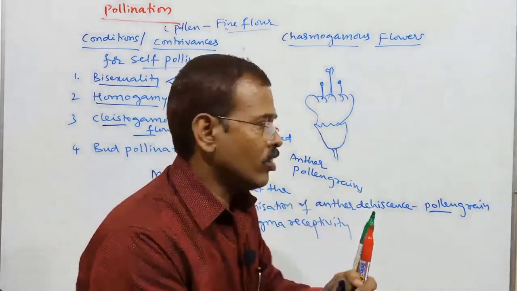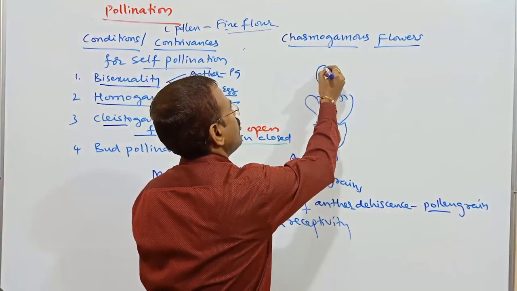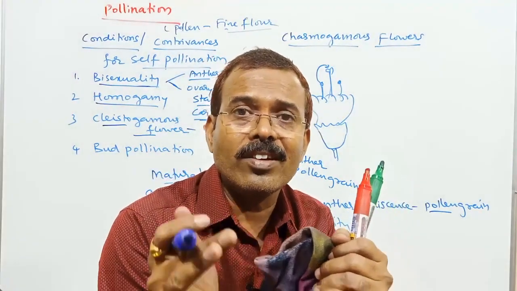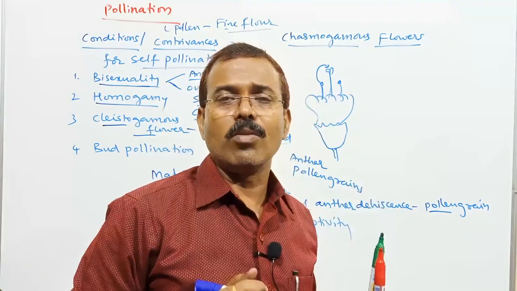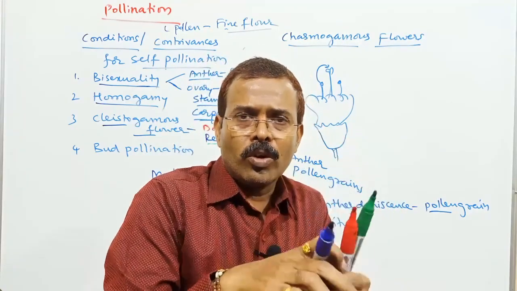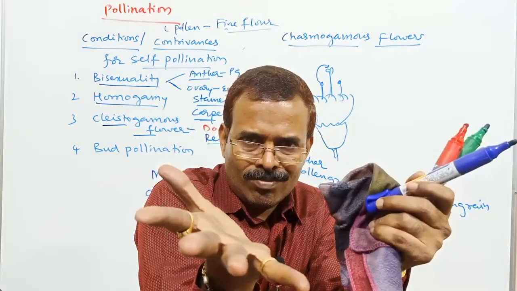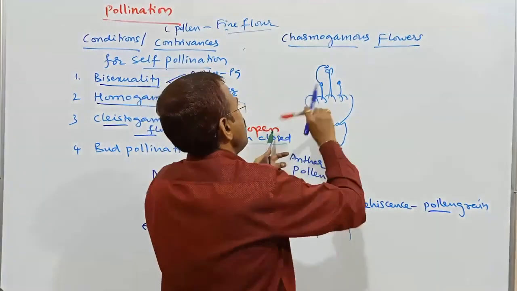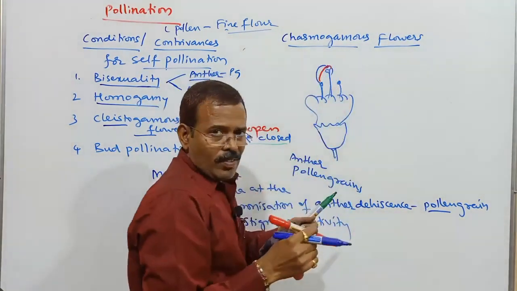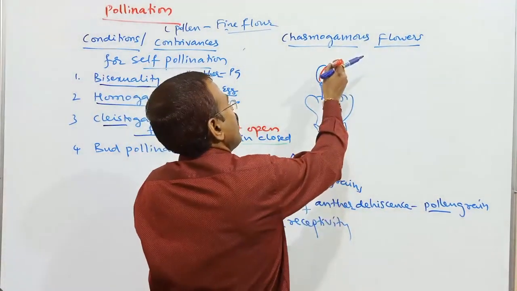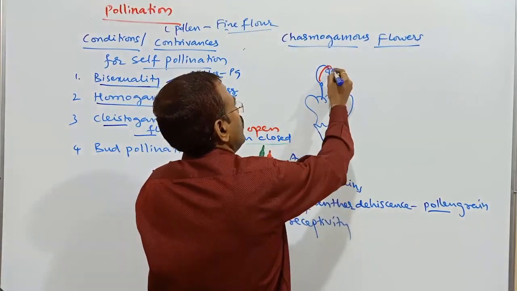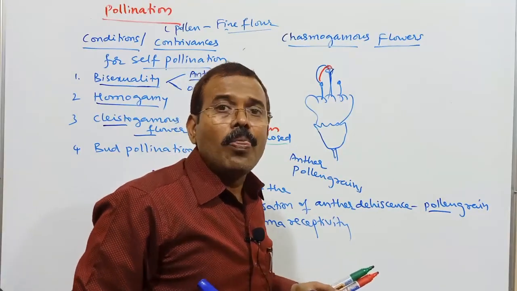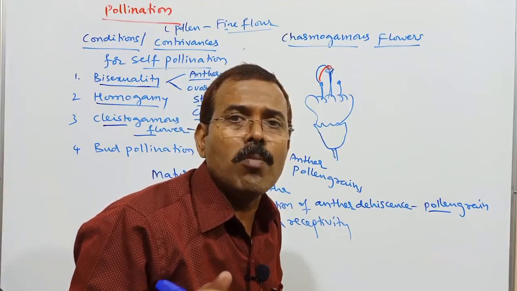Within this bisexual flower, the distance between the anther and stigma is very less. When the anther matures, when it dehisces by a force, automatically the pollen grains can be released. They are burst out, and these pollen grains can reach the stigma, resulting in self-pollination. So it is usually not dependent on an external pollinating agent.